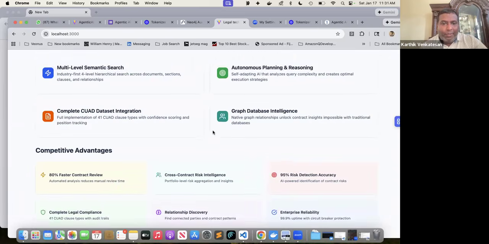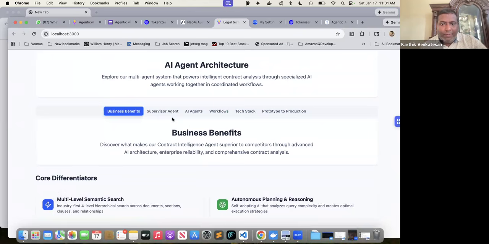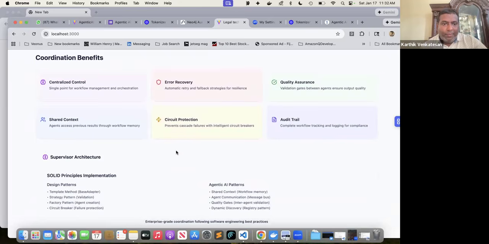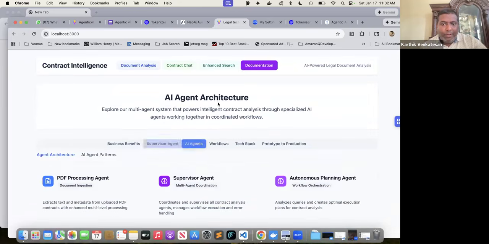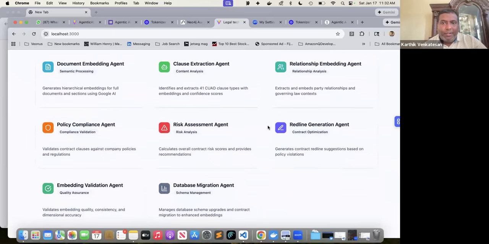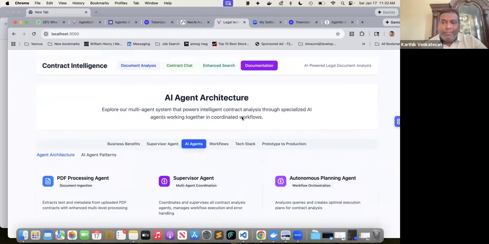And then it talks about all the agents. We have the supervisor agents, what are the things it does, and all the different agents. I got PDF processing agent, autonomous planning agent, supervisor agent, clause extraction. Yeah, so I not only know about it, I have done it. Any questions?